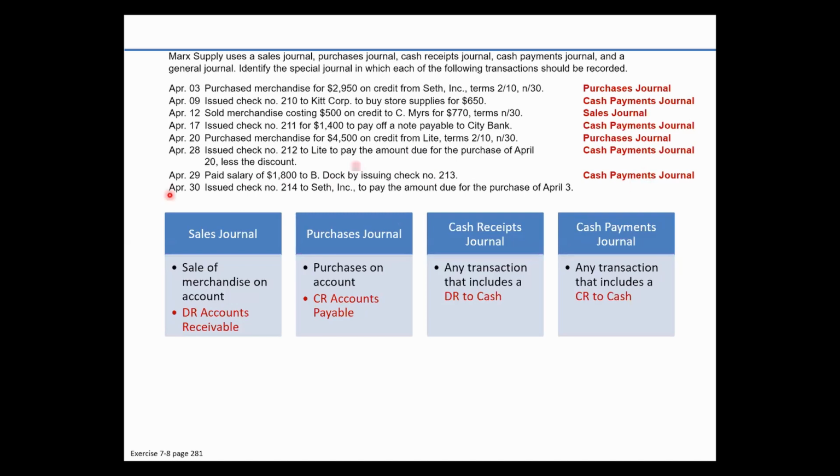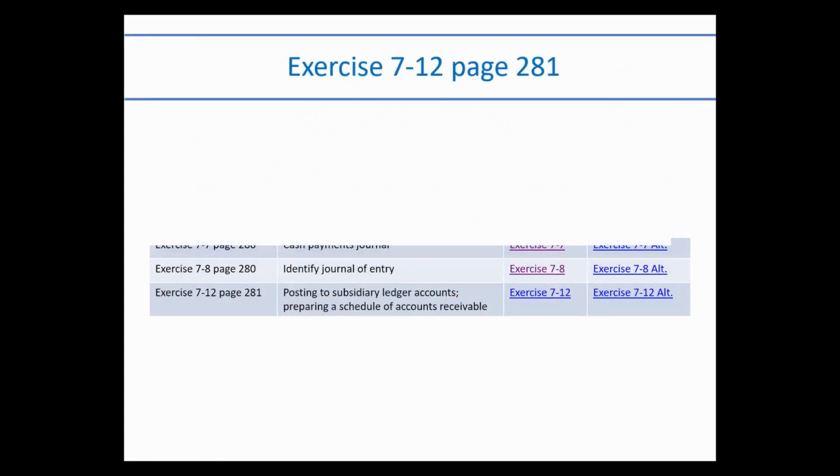And then on April the 30th, we issued check number 214 to Seth Inc. in order to pay the amount that it was due for the third purchase. That would also be a cash payments journal. Posting the subsidiary journal and how to prepare the statement for our accounts payable.